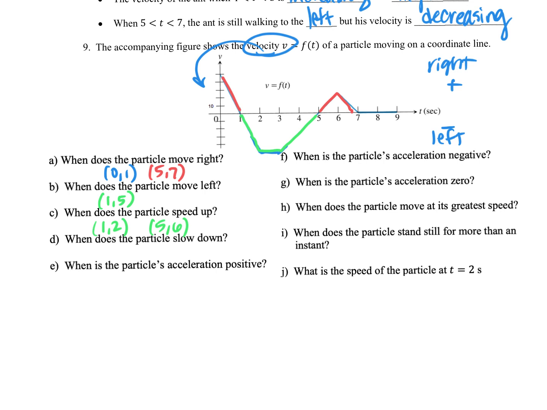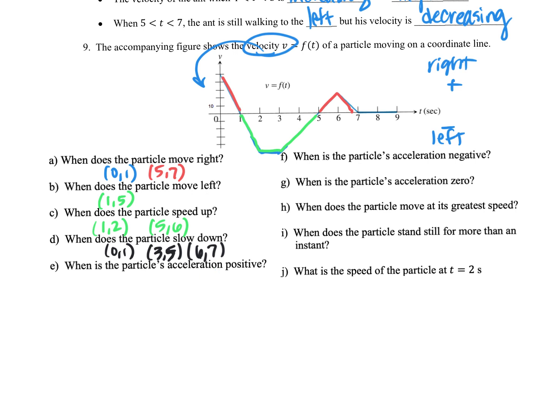I agree. Slowing down. If I'm slowing down, that just means that my velocity is approaching 0. 0 to 1, my velocity approaches 0. From 0 to 1. 3 to 5. 6 to 7. Guys, this is good.